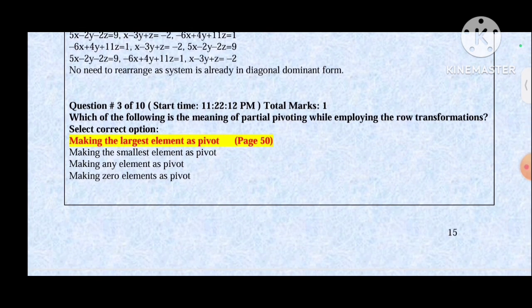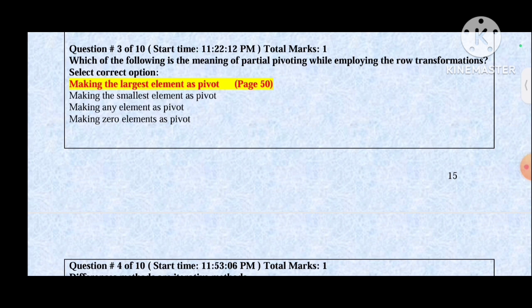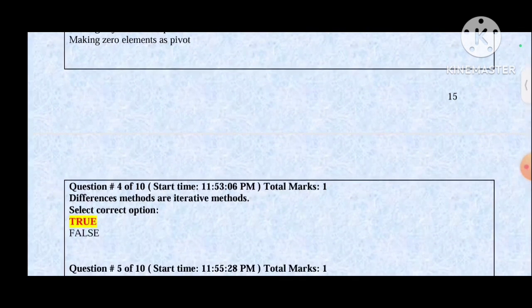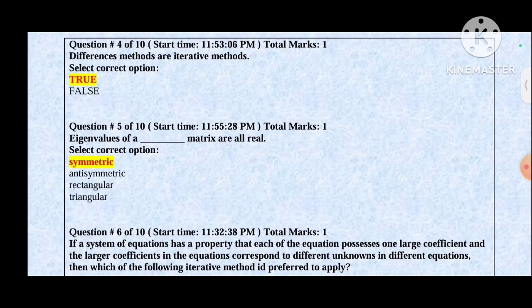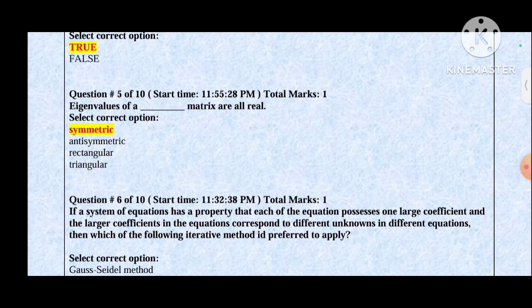विच ऑफ द फॉलोइंग इज द मीनिंग ऑफ पार्शियल पाइवटिंग वाइल एम्प्लॉइंग द रो ट्रांसफॉर्मेशन? मेकिंग द लार्जेस्ट एलिमेंट एज पाइवट. Difference method or iterative methods. True. Eigenvalues of a dash matrix are all real: symmetric.